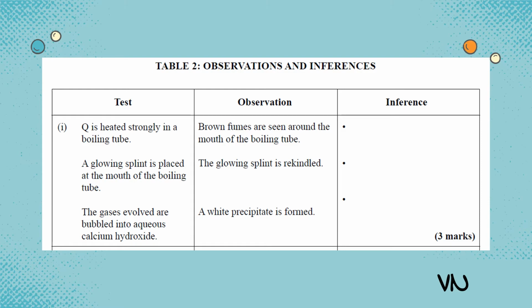So part 1 of this table, working it through here, tells us that Q, first of all, is heated strongly in a boiling tube. Observation being brown fumes are seen around the mouth of the boiling tube. So the brown fumes indicate that it is nitrogen dioxide, our inference, or we can also say that a nitrate salt was present in the boiling tube.